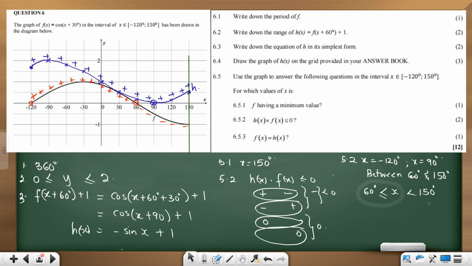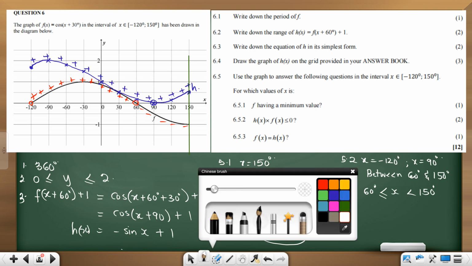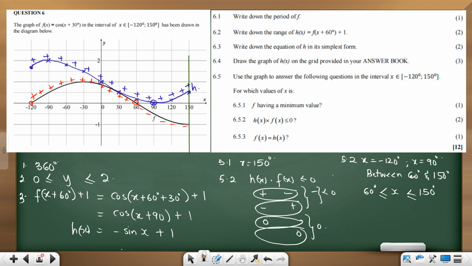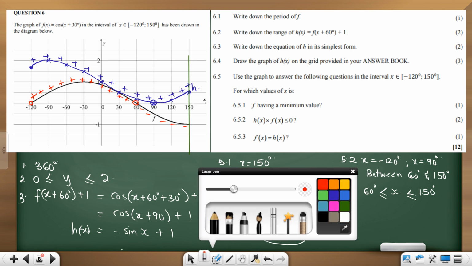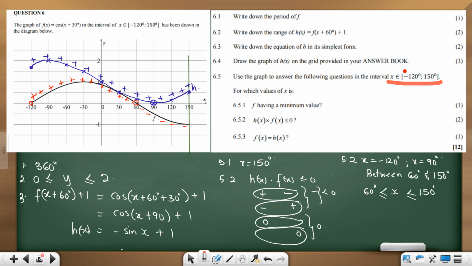Oh, wait. 150 is also inclusive. Please always check that. Why am I saying 150 is inclusive? It's not a 0 at that point. At 150, H is positive and the red is negative. Why am I including it? Look at the domain given. So negative 120 inclusive, 150 inclusive. That's why I am including that. Without that, we will have wrong answers. Are we okay?